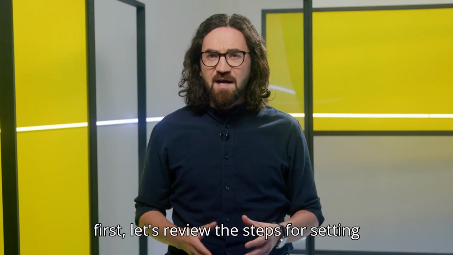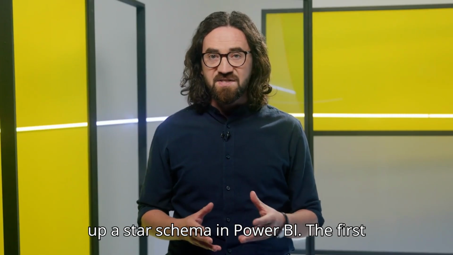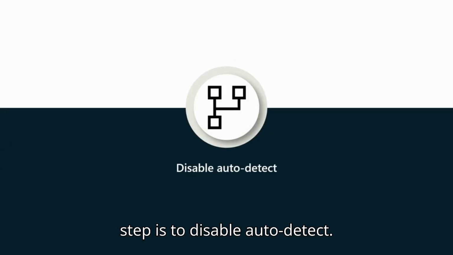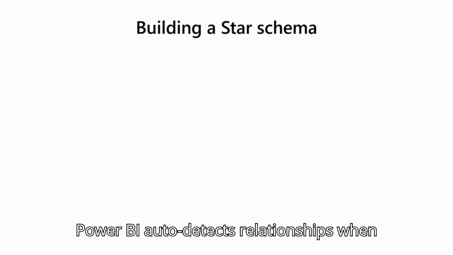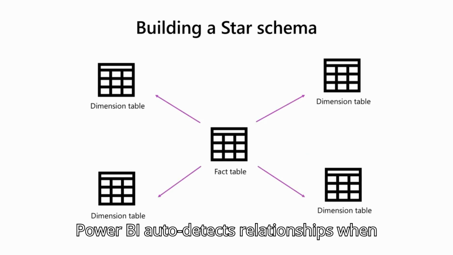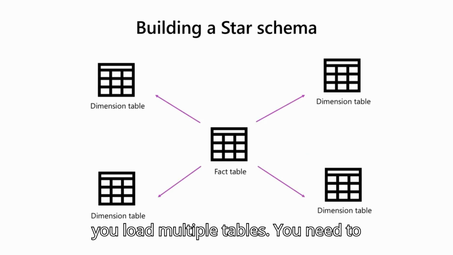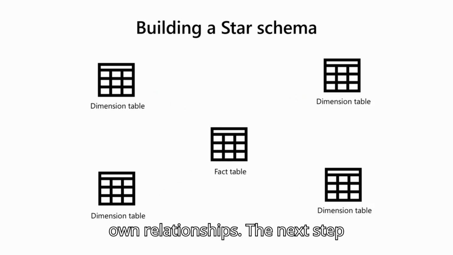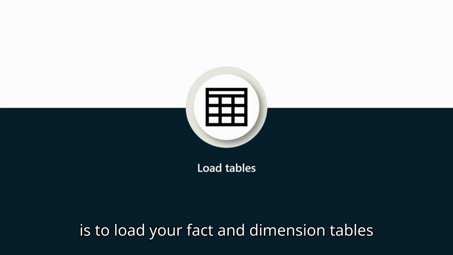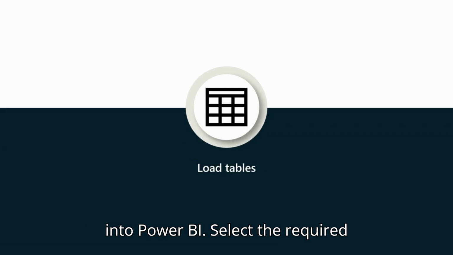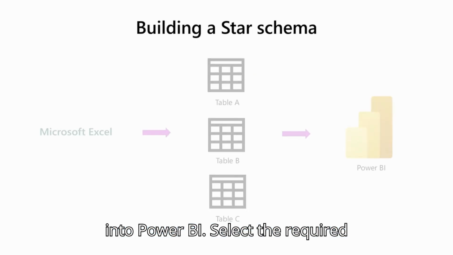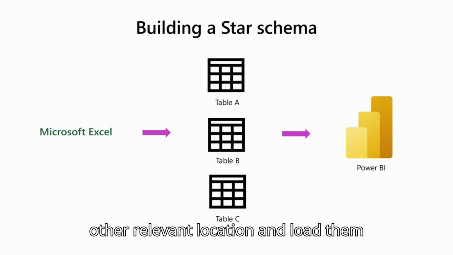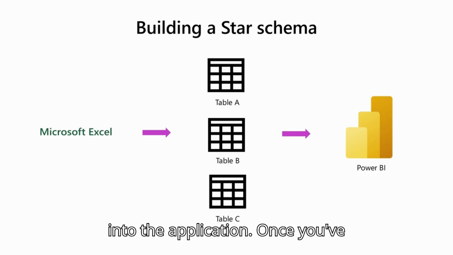But first, let's review the steps for setting up a star schema in Power BI. The first step is to disable auto-detect. Power BI auto-detects relationships when you load multiple tables. You need to disable the function so you can set your own relationships. The next step is to load your fact and dimension tables into Power BI. Select the required tables from your Excel spreadsheet or other relevant location and load them into the application.